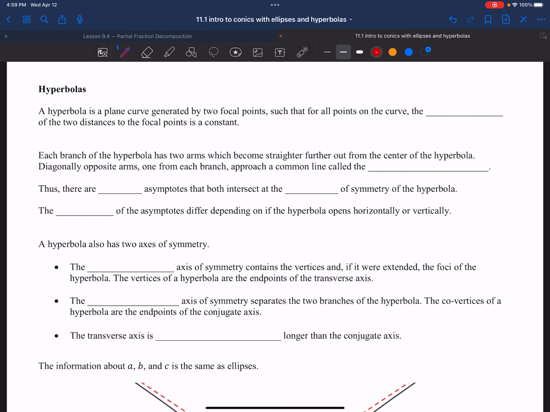Hyperbolas. A hyperbola is a plane curve generated by 2 focal points, same setup as we were talking about, such that for all points of the curve, the sum? No. This time, it's not the sum, it's the difference.